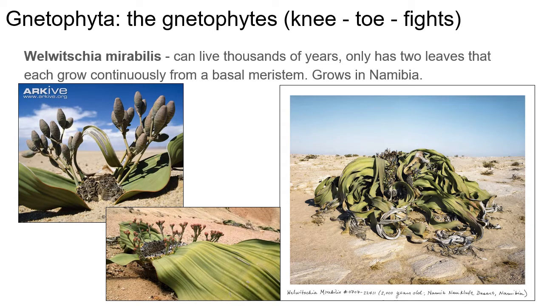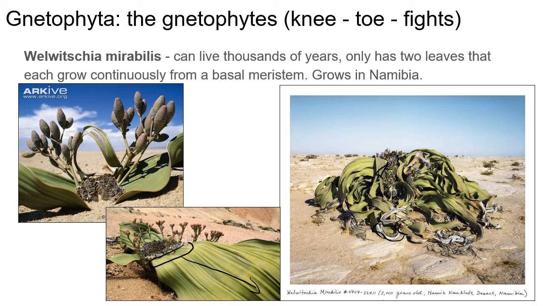Here we have one of our Gnetophyte examples, Welwitschia mirabilis. This plant can live for thousands of years, and it only has 2 leaves, and they just grow continuously from a basal meristem. So much like we saw in the hornwort sporophyte, instead of having this tip growth, this apical growth, where the youngest parts would be at the ends, the youngest parts are here at the base of the leaf, and they just keep pushing older cells outward. And those older cells can die and dry out, and it keeps growing that same leaf from that basal meristem.